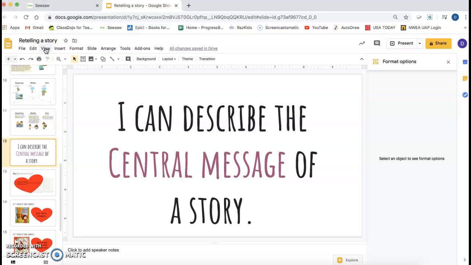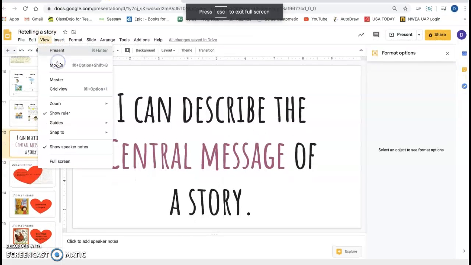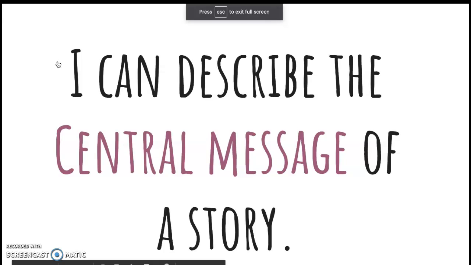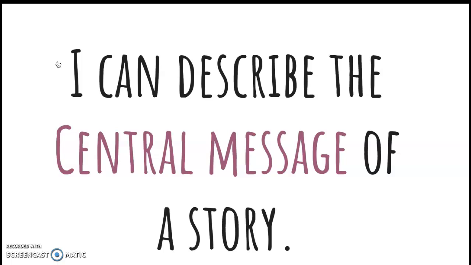Hi, first grade. In reading this week, we've been talking about retelling a story and using key details in order to retell the story. When you can retell the story in your own words, you are showing someone that you can comprehend what you read. When we comprehend something, that means we understand it. Today, we're going to talk about central message and what that means in a story.